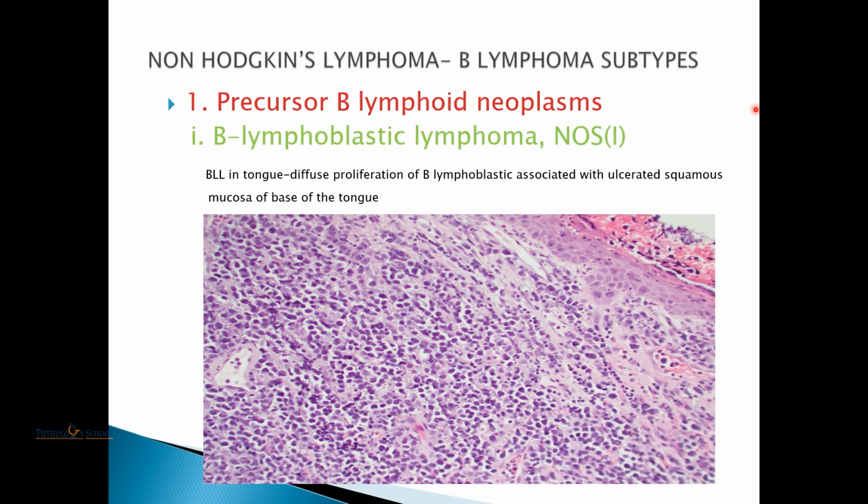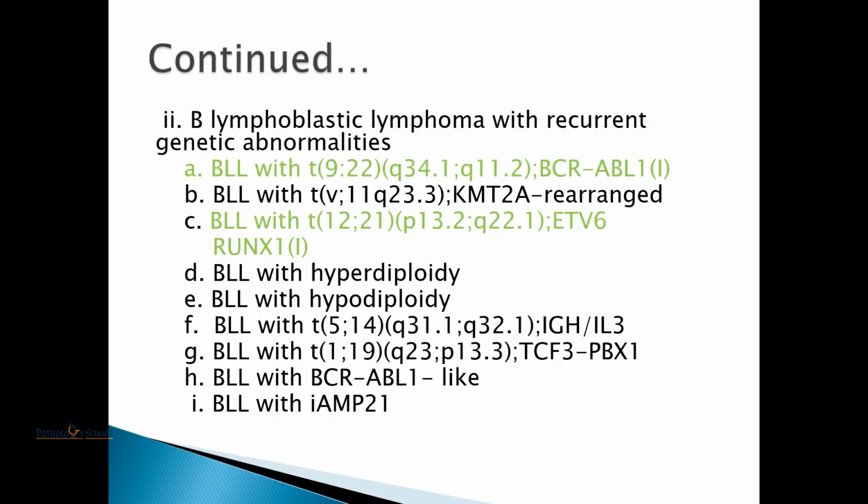Now I will be elaborating the B lymphomas and their subtypes. The first category is precursor B lymphoid neoplasm, and I have highlighted the important lymphomas in green color and the newly added changes in WHO classification 2017 in the blue color. The first subtype is B lymphoblastic lymphoma, NOS, that is not otherwise specified. Here is a picture of BLL which involves the tongue. We can see the diffuse proliferation of B lymphoblasts in the picture.